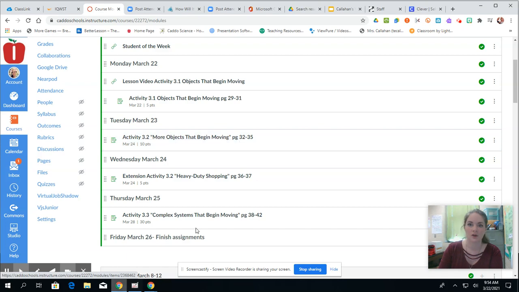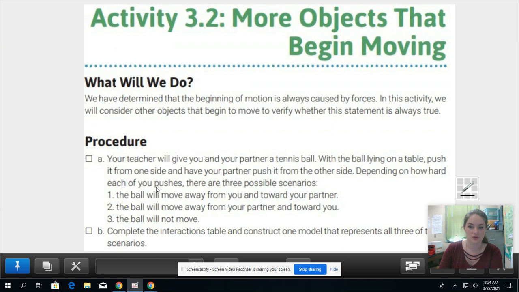So you're going to open your science workbook to page 32. Based off of what we learned yesterday, we determined that objects do not begin moving until a force is applied to them. So your marble, your tennis ball is going to stay at rest. It's not going to go into motion, and it will stay there forever until something applies a force to it. So it's forces that cause motion.